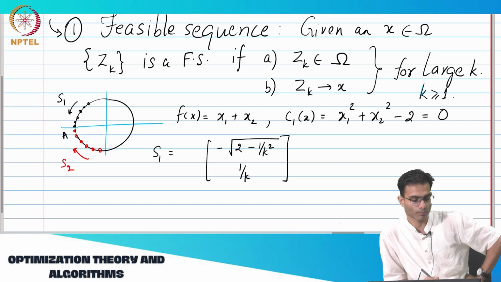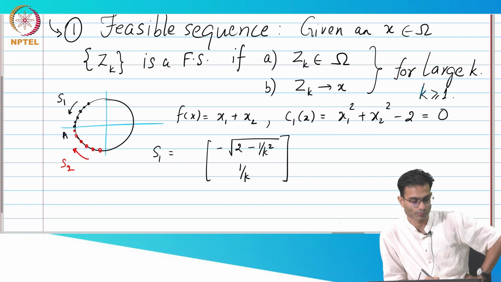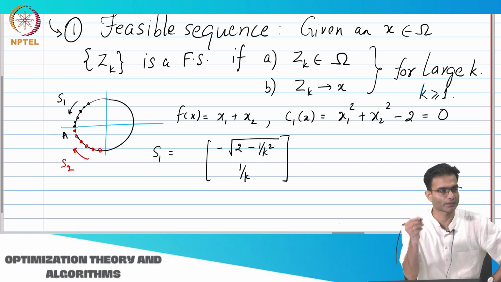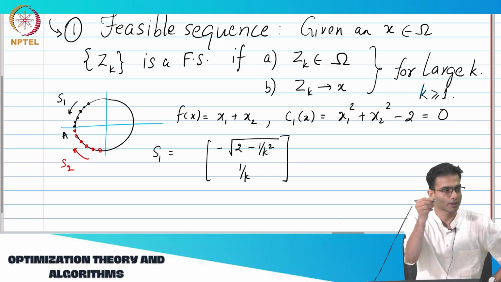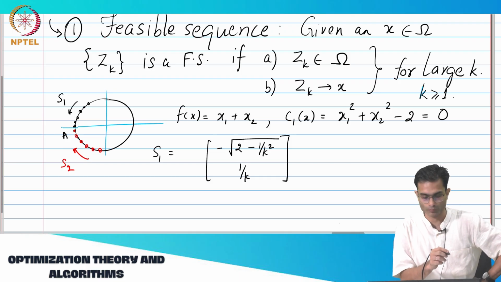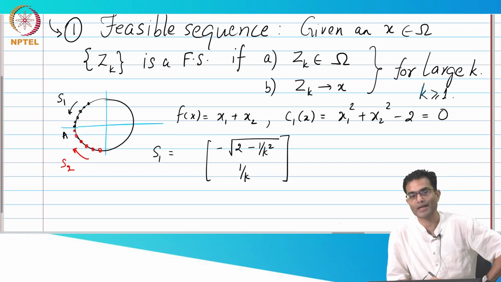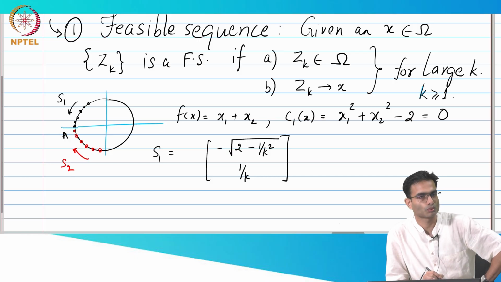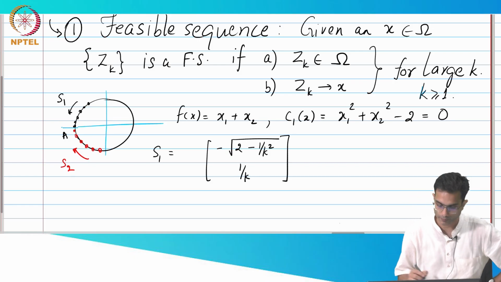-1, comma 1. Where is that? Second quadrant, right? So it's starting from in between over here, and as I increase k, where is it going? It's following the arrow and falling down into A, right. When k tends to infinity, what does this coordinate become? -√2, comma 0, which is my point A.